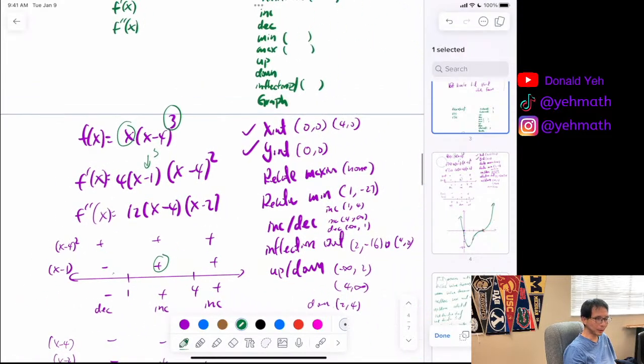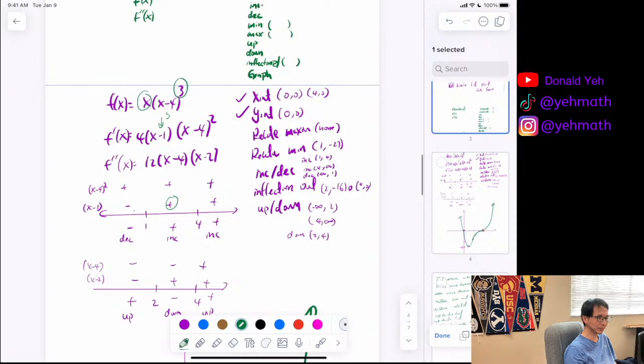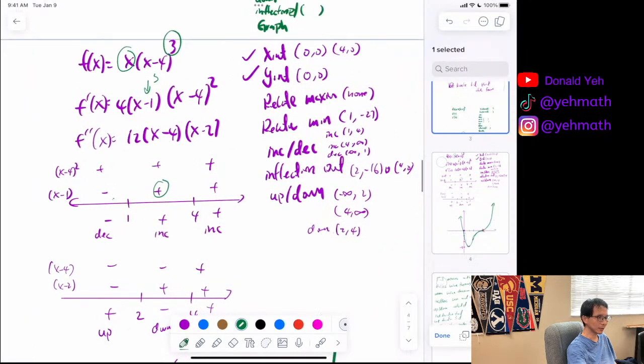All right, so this is what I got. Awesome. Did you get this? You got 0, 0 for x intercept, 4, 0. 0, 0 for y intercept. You need to find out where the coordinate of the relative min is, which is 1, negative 27. How do you find out negative 27? Plug in the 1 into the original function.